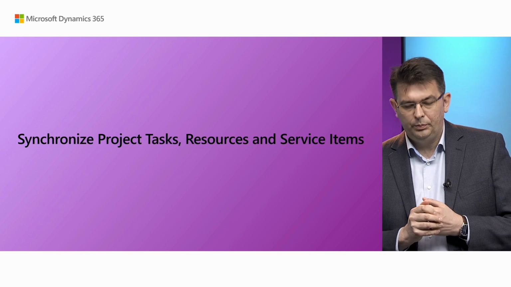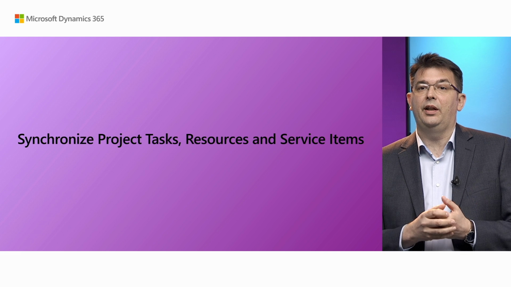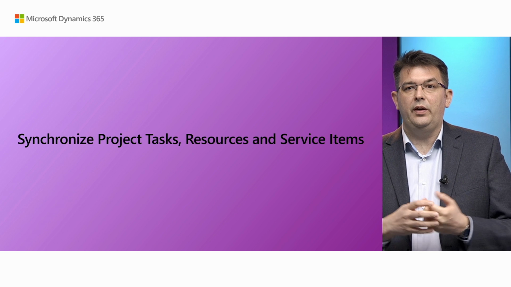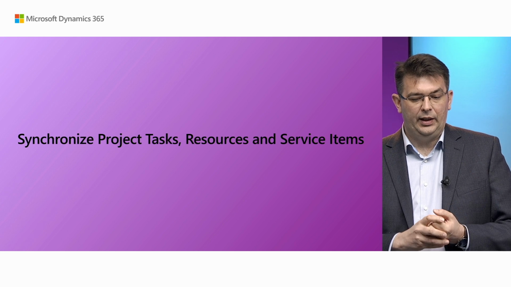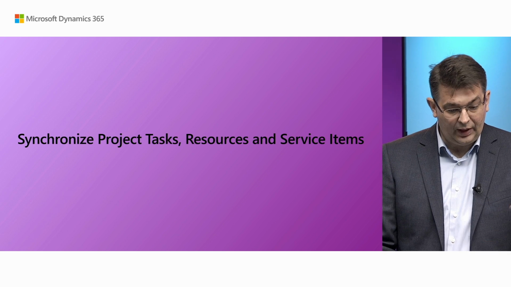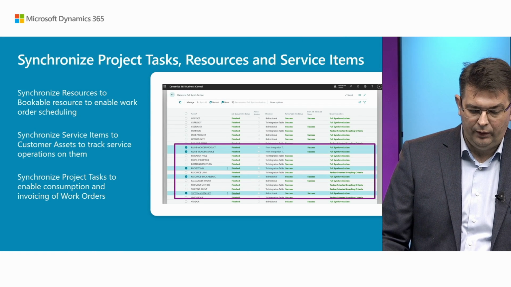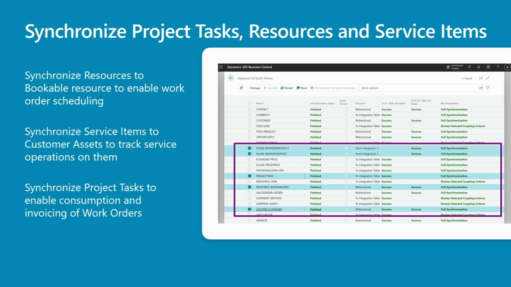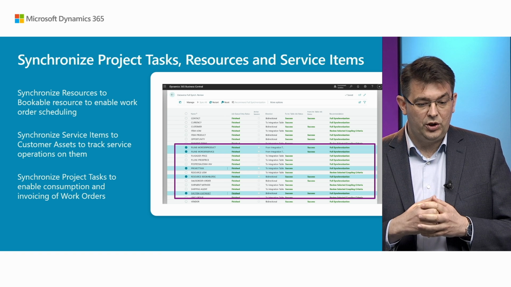The next section of the session talks about the master data that needs to be synchronized. And you saw us run full synchronization, which initiates some of the new master data that gets synchronized between Business Central and field service. What you may have noticed briefly in the picture that we have in here is that we are now synchronizing resources to a bookable resource to enable work order scheduling. We also do synchronize service items to customer assets to track operations on such assets.